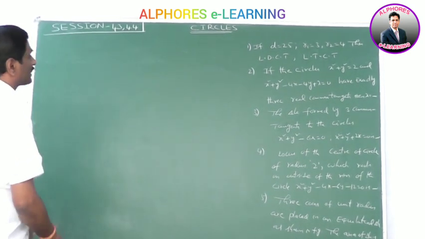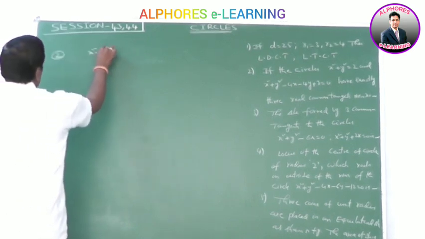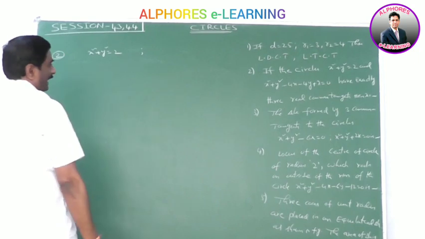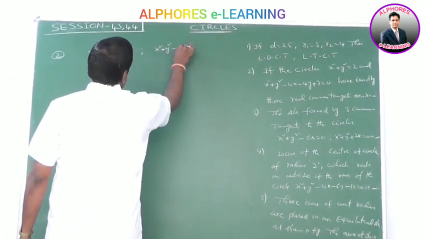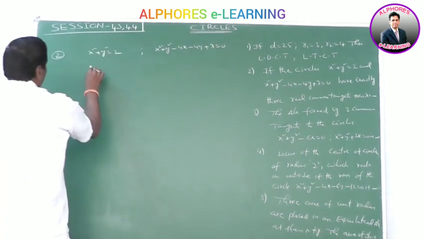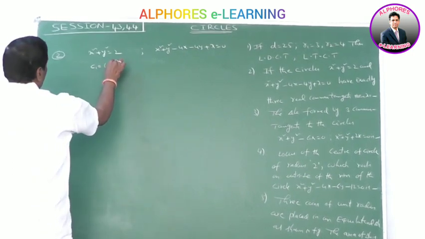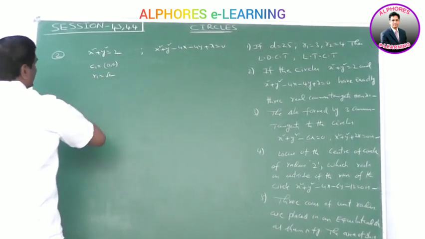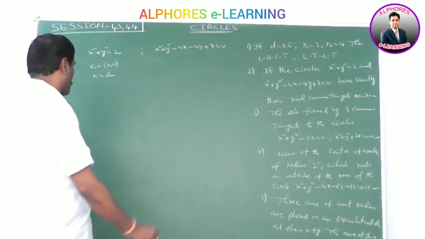Here the given circles are, first one, x square plus y square is equal to 2. It is the first circle. The second circle equation is x square plus y square minus 4x minus 4y plus lambda is equal to 0. First we find the center of the circle. C1 is equal to (0, 0), r1 is equal to root 2. x square plus y square is equal to r square means root 2 whole square, that means the radius of the circle is root 2.